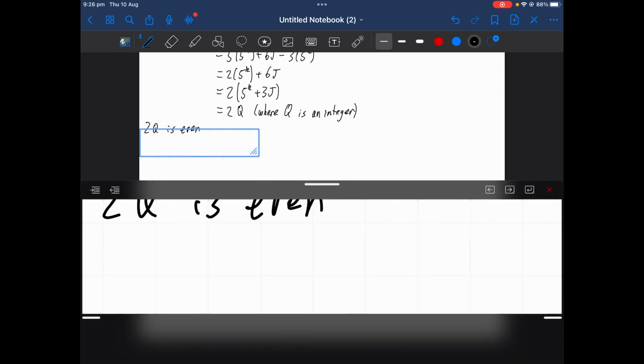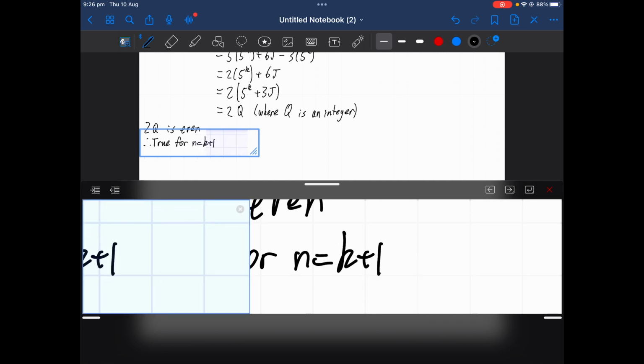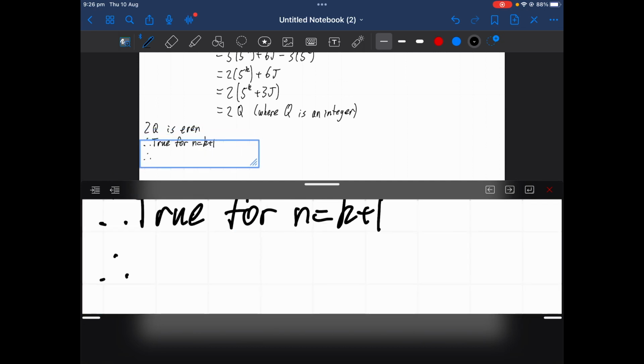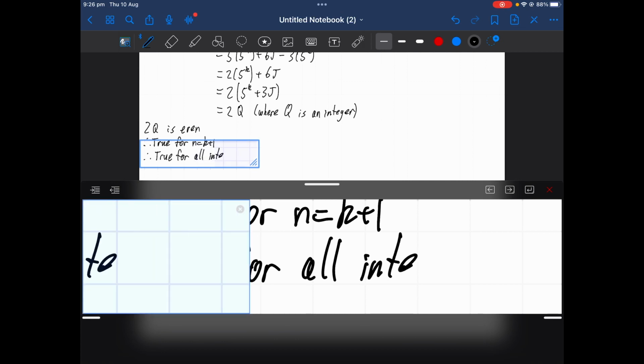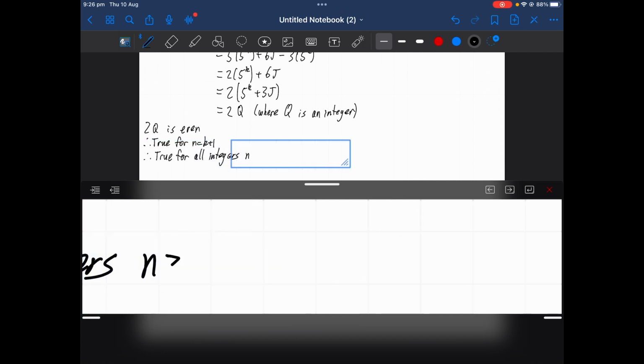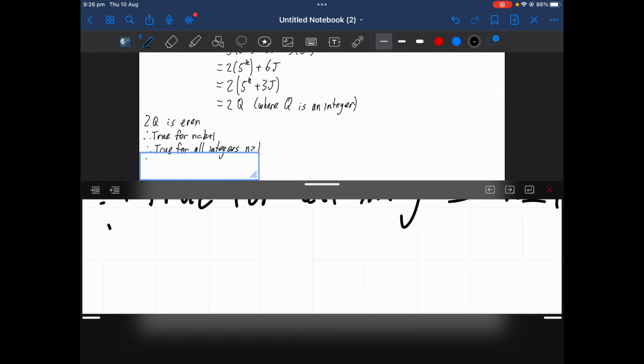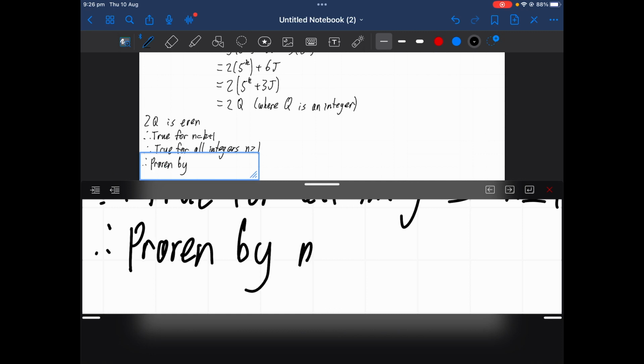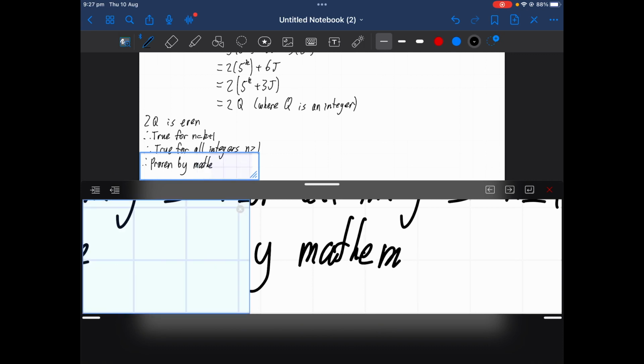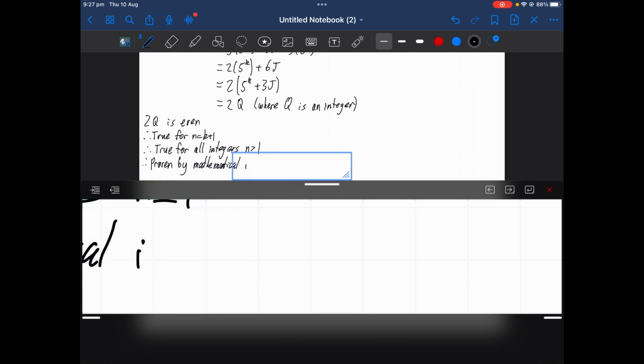Okay, so together with the base case, well, let's say it's true for n equals k plus 1 first. Therefore, it's true for all integers, right? With the base case up the top that we proved. For all integers n greater than or equal to 1. Okay? So therefore, we have proven the original statement by mathematical induction.